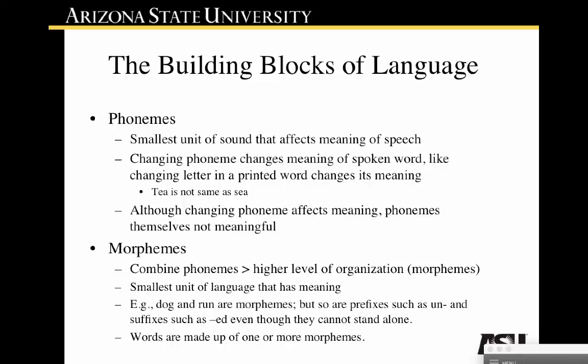For example, dog and run are morphemes, but so are prefixes, such as un, because that can change the meaning of a word, and suffixes such as ed, even though they can't stand alone. So words are basically made up of one or more morphemes.